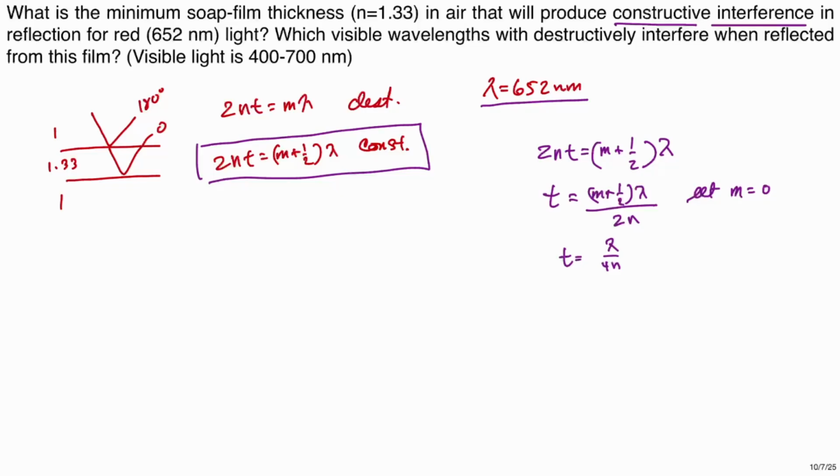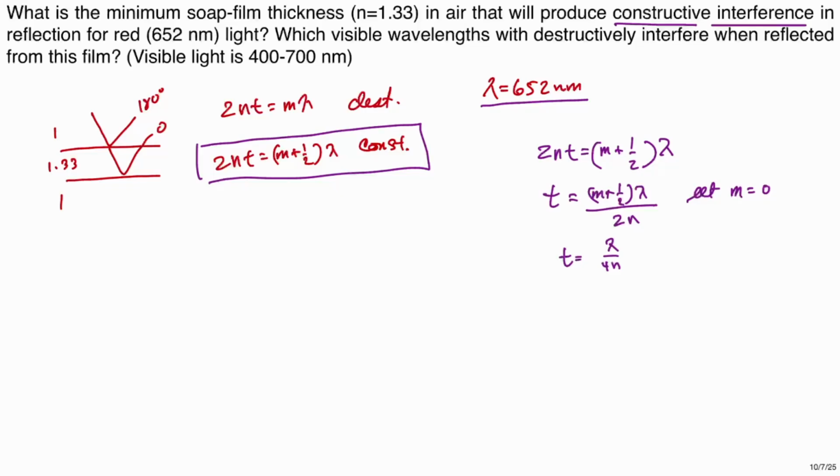0 plus a half is a half. And a half times lambda divided by 2n is lambda over 4n. In thin films physics circles, we call this the quarter wavelength limit. In other words, you can guess at what thickness you need to pull something off, and you'll be right half of the time if you guess a quarter. The other guess, by the way, is a half.